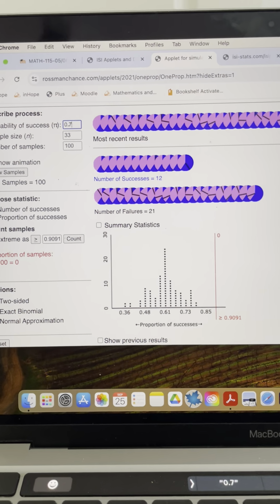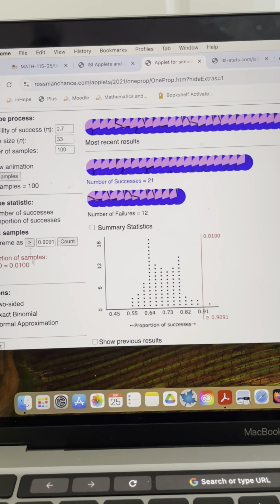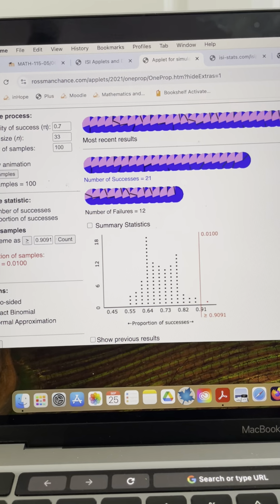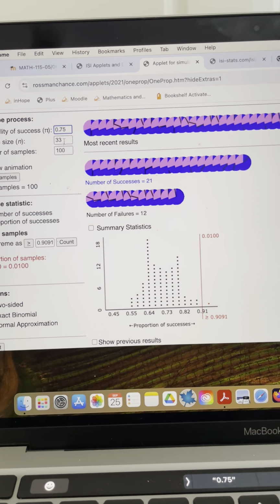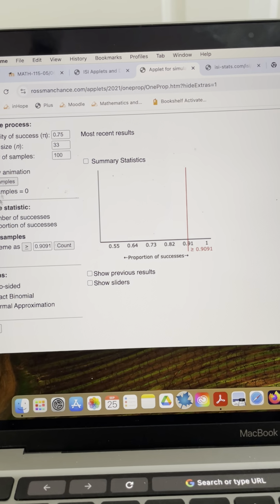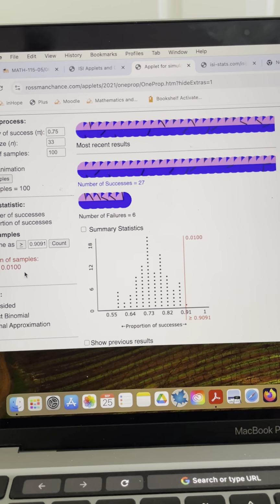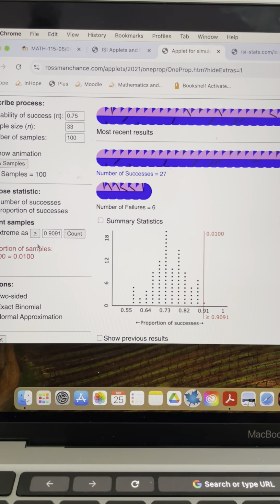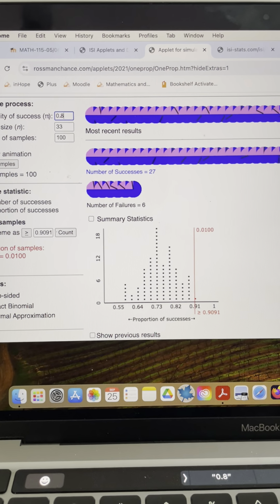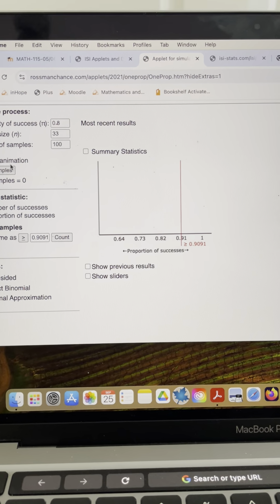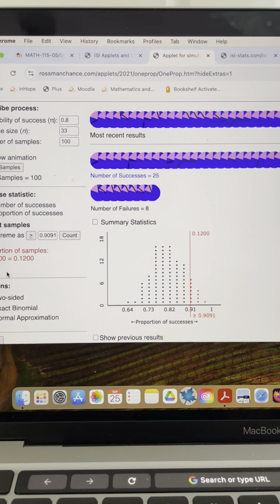Try 0.7. We're going to reset. Draw samples. Ooh, now we're starting to get something. So what I'm going to try is 0.75. I'm going to reset, and I'm going to draw samples. I still have 1 out of 100. It didn't really change anything for me. Let's try to go to 0.8. And I will hit reset, and we'll go to draw samples. Ooh, now we're at 12 out of 100.